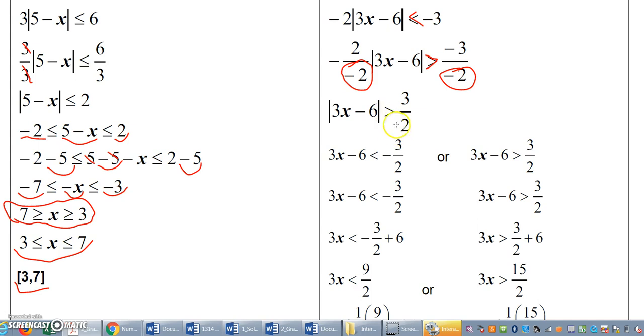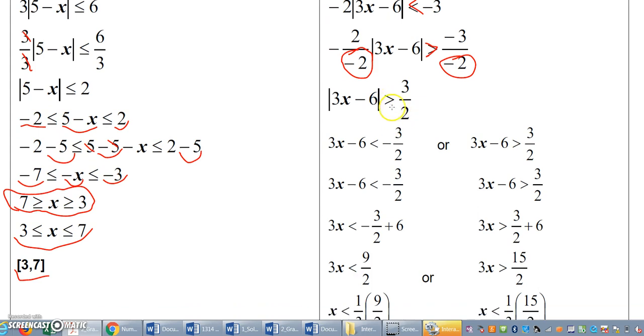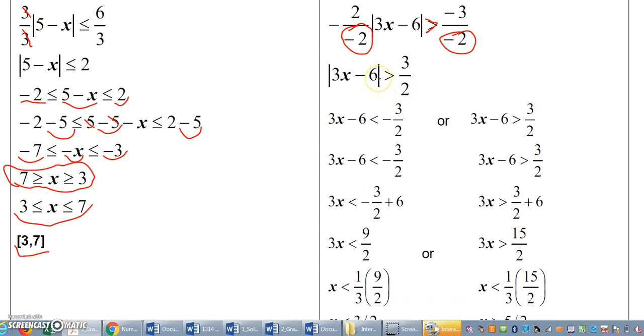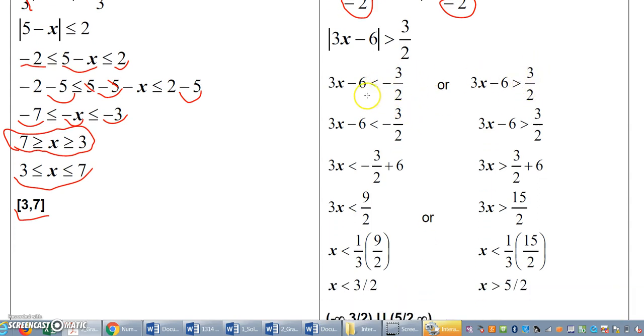Now, this is the greater than case. So remember what I said about the greater than case. You have to solve two inequalities. So for the greater than case, greater than a number, you take it out of the absolute value and write the expression less than negative the number. So it would be less than negative 3 halves. And then you take it out of the absolute value and write it greater than positive the number. So it's greater than positive 3 halves. And then we can solve each of these by just adding 6 to both sides and then dividing by 3.